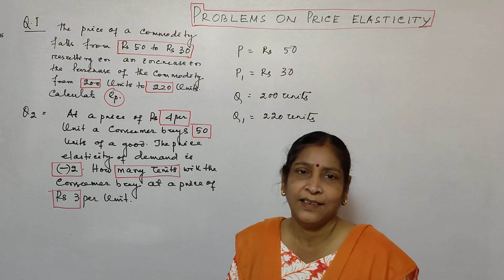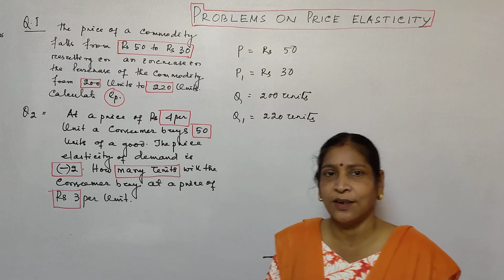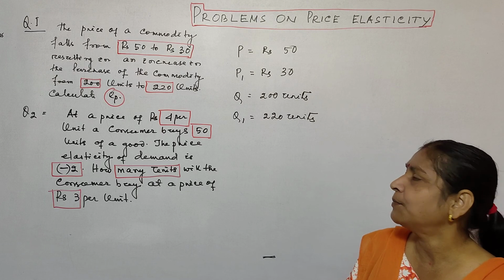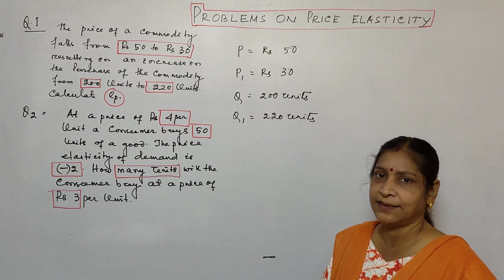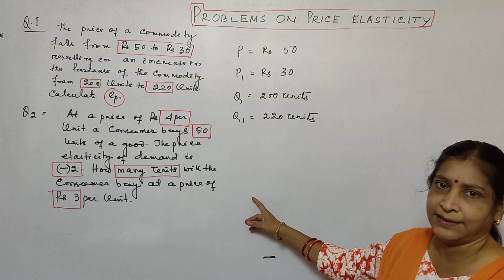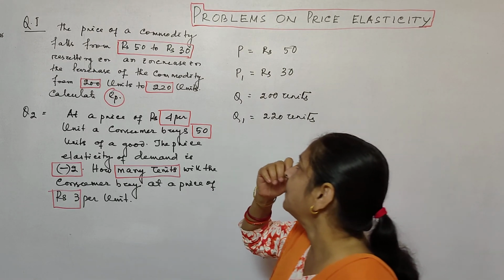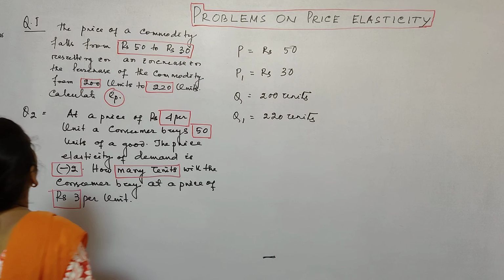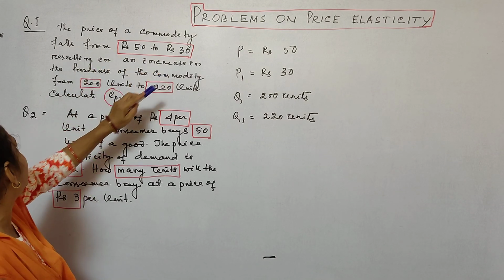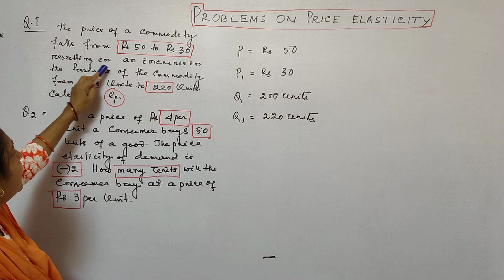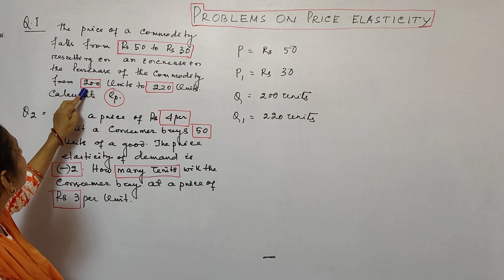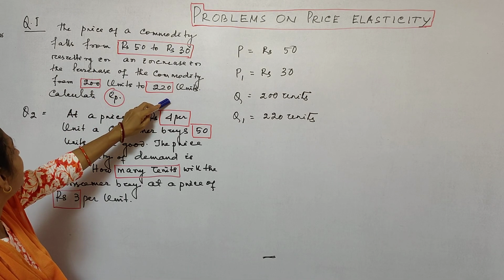So friends, in this class we are going to solve some of the numerical problems from the chapter of price elasticity of demand. We have questions like this. The first question is: the price of a commodity falls from rupees 50 to rupees 30, resulting in an increase in the purchase of the commodity from 200 units to 220 units.